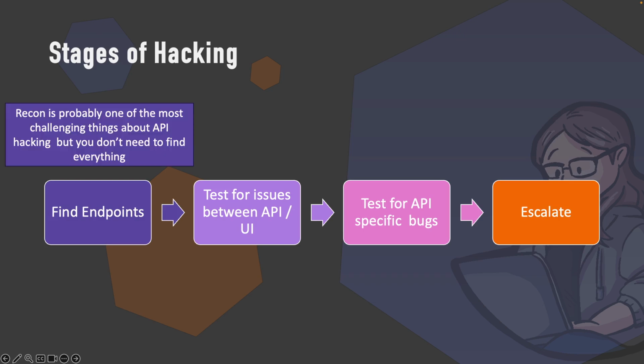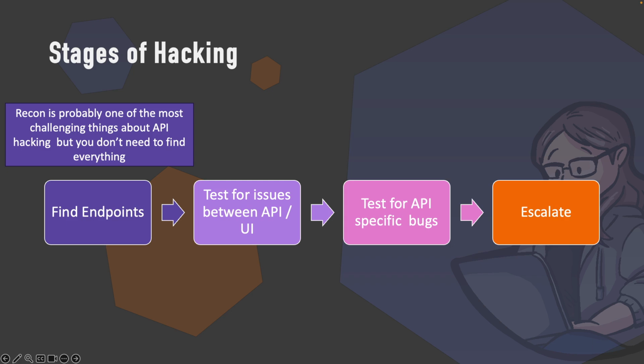And reconnaissance is one of the most challenging things about API hacking. You don't need to find everything though, you just need to find enough to start doing the other stages. I think that's really important because traditional recon, things like subdomain enumeration, doesn't really work on APIs. Fuzzing can work, but it often is very context dependent. And if you watch my full video on API enumeration, you'll see why this matters so much.